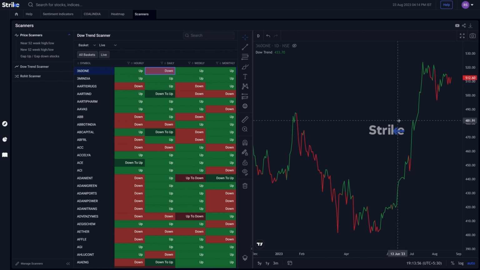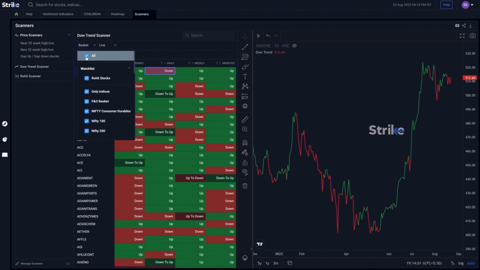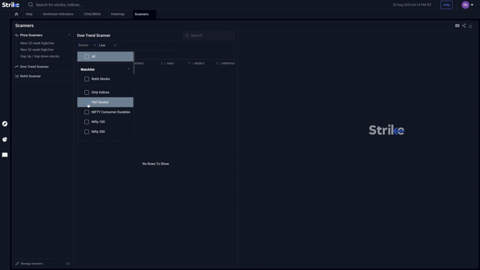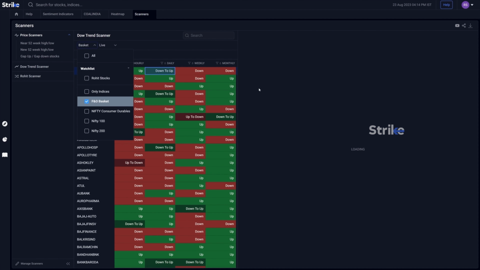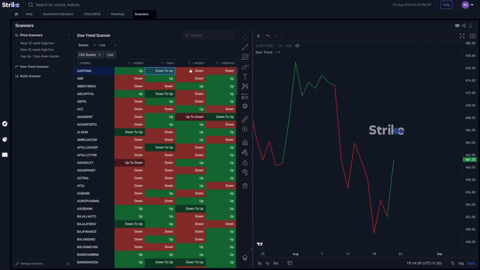Now the question is, how do you really drill down? So what we have done here is you can choose a basket. I may choose any basket that I want to run the Dow theory on. Say for example, I just choose the FNO basket, in which case all I'm looking at is all the FNO stocks, and I can choose live, which means it will be based on the latest closing price, whether the latest closing price is indicating any change in trend or a continuation of an existing trend. So when you look at all these ups and downs, what do they really mean? When it says up, it means that the current stock is in an uptrend, which means it's already green. It's not really changing from red to green.